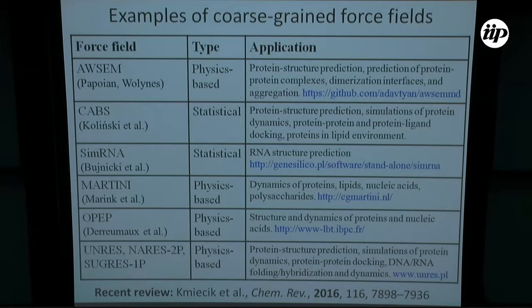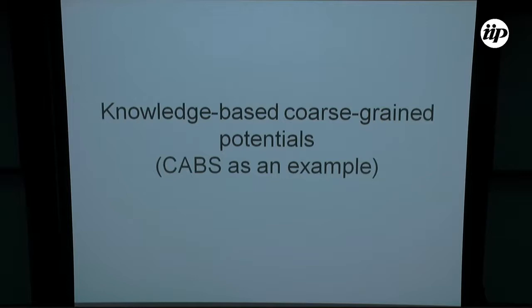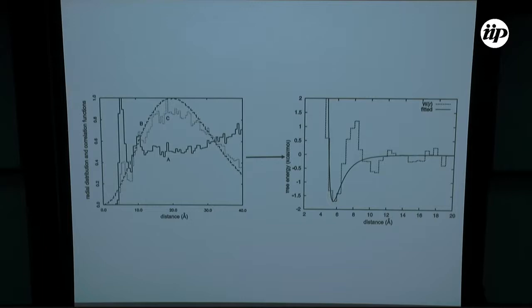Okay, so let me start with coarse-grained statistical potentials, or otherwise knowledge-based potentials, so database-related, with CABS as an example. And what do we do? Essentially, we extract a distribution function, which is on the left, this dotted line, for example, Lys-Lys side chain distances from the database.